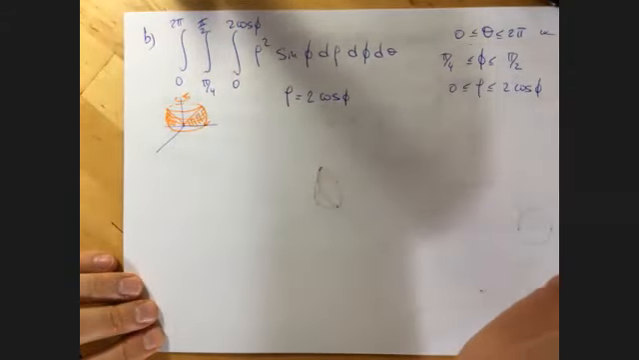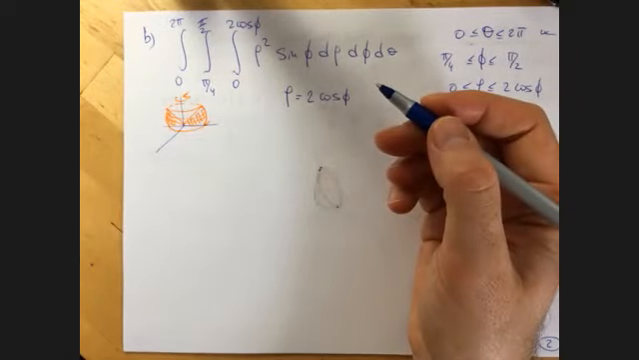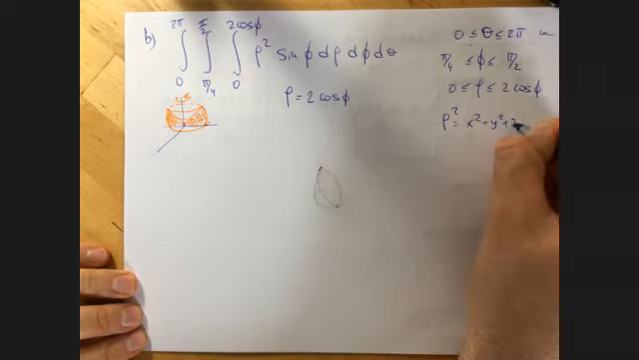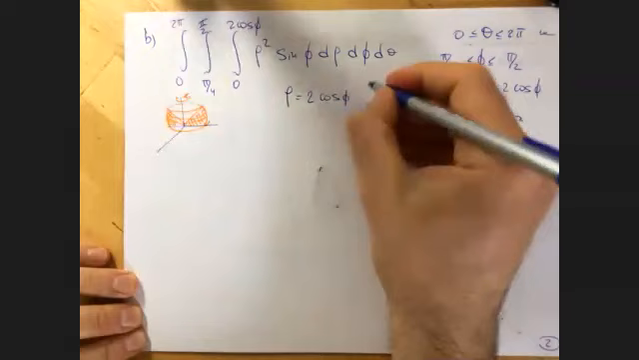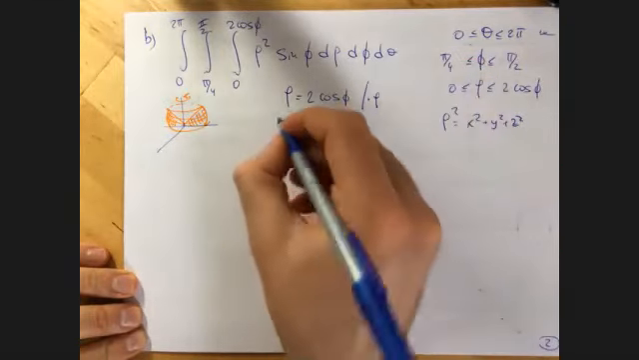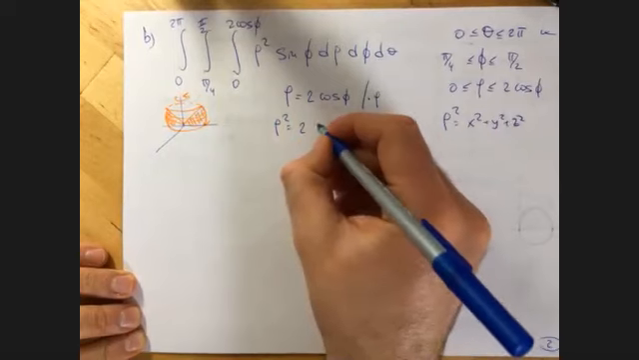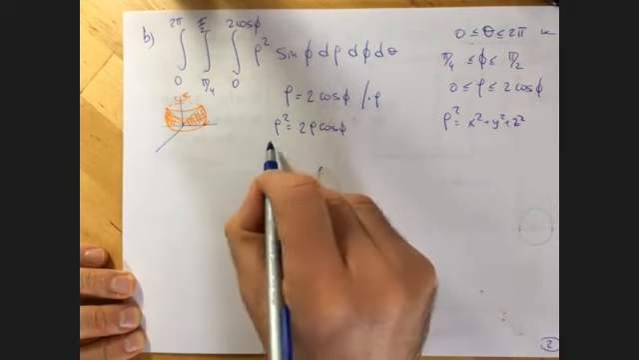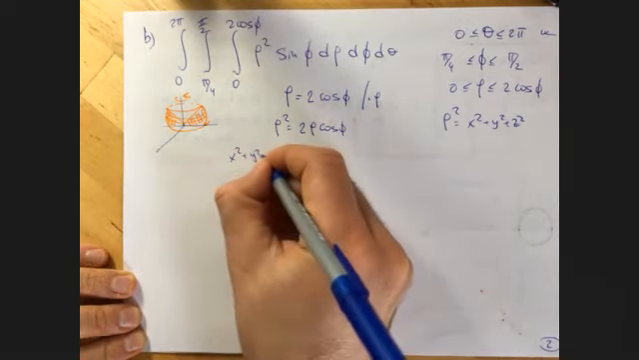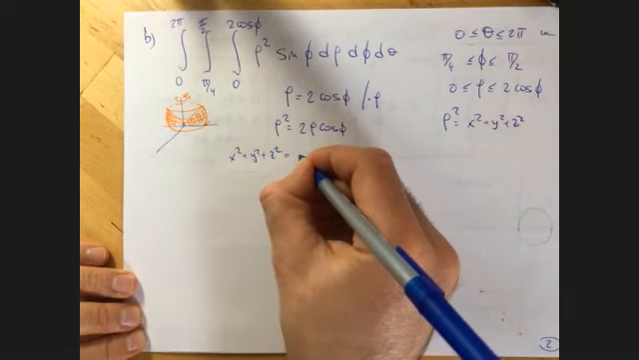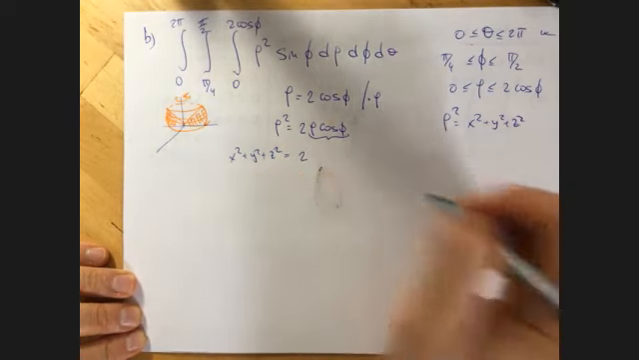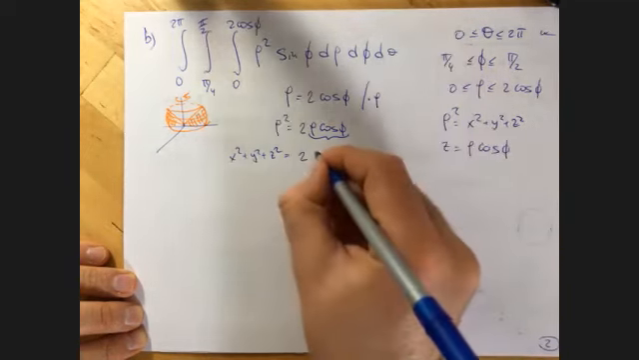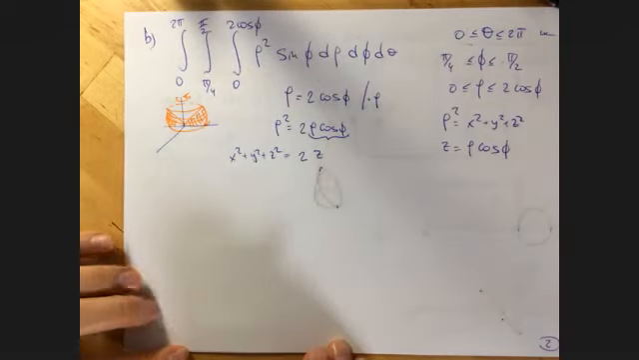Well, how to do this? I know what rho squared stands for, right? Rho squared is equal to x squared plus y squared plus z squared. I told you, you should know those, right? So the first thing I want to do is multiply this equation by rho, and I get rho squared is equal to 2 times rho cosine of phi. Now, this is x squared plus y squared plus z squared is equal to 2 times this, which in spherical coordinates is nothing else but the z value. Z is equal to rho cosine phi.